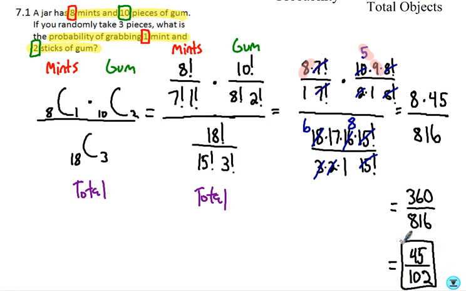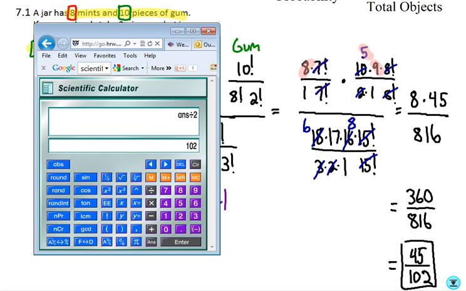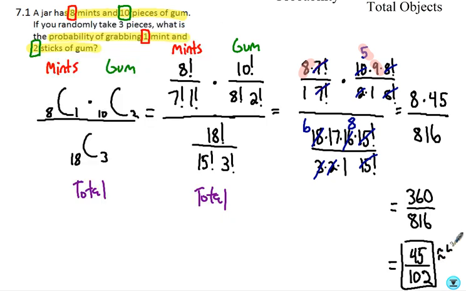So the final fraction there would be 45 over 102. And if we wanted to express that as a percent, we could say 45 divided by 102, just out of curiosity. So a little less than half, right? So approximately 44%. All right. So go ahead and pause now and try 7.2 and 7.3.